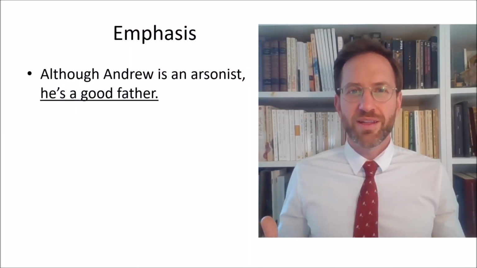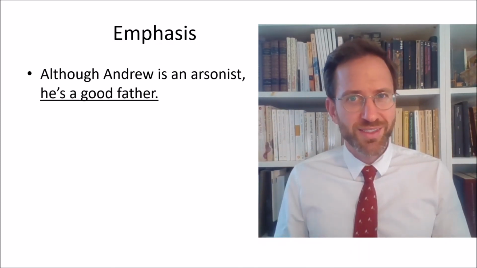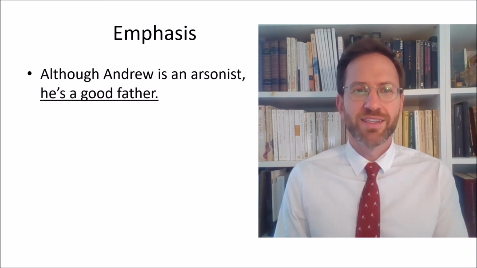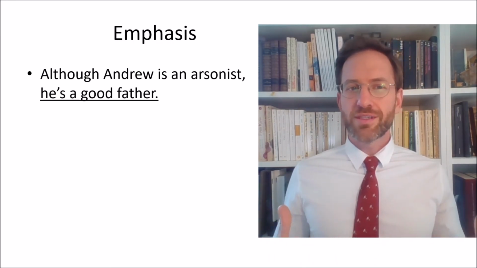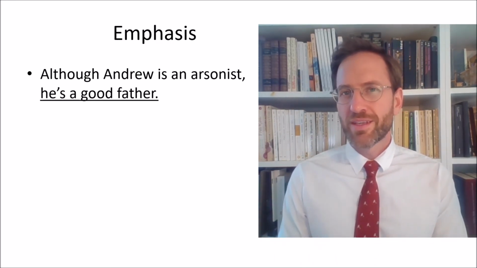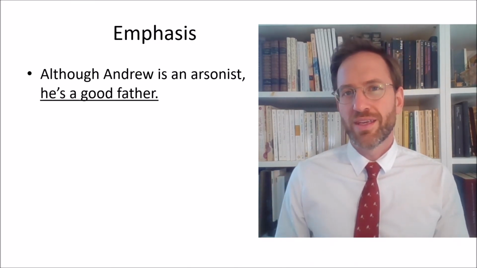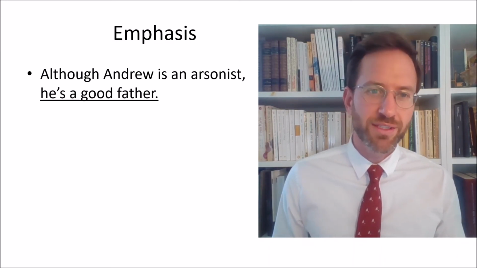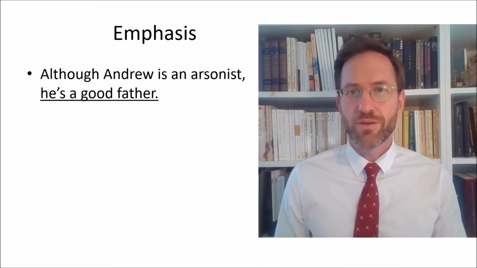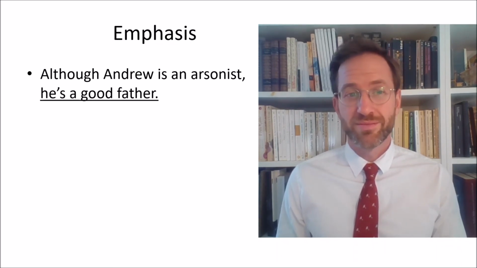Remembering the example of me as maybe a good father, but also someone who sets some fires on things now and again. Yikes. The example that we used before is, although Andrew is an arsonist, he's a good father. And here, I've established the main clause. He's a good father. And I have done that by using although. Although is discounting the first part of the information, although Andrew is an arsonist. And it's emphasizing what is to come. He is a good father. And that turns into the main clause.